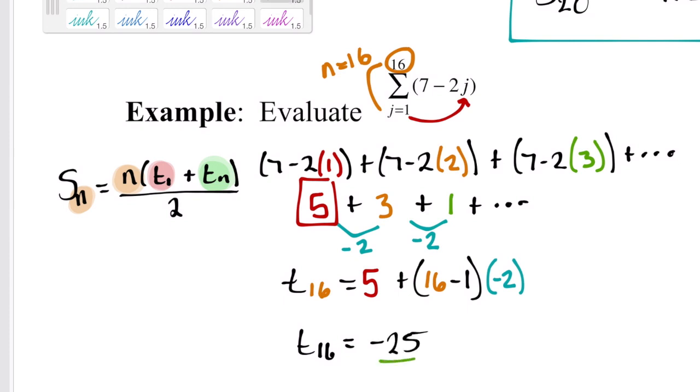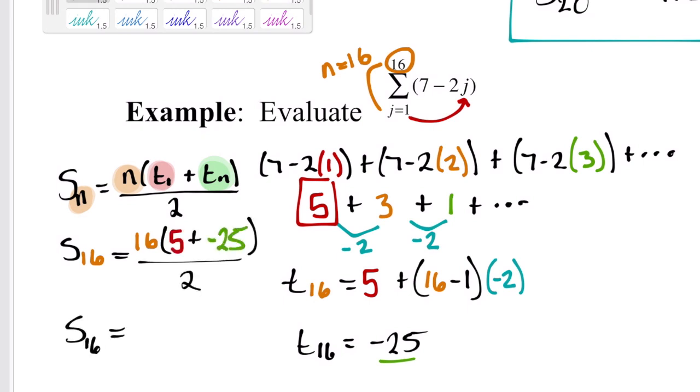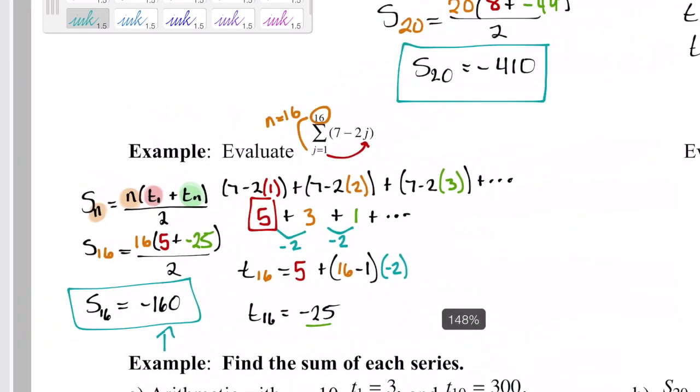So this is my last term, so I can plug everything in now that I have all that I need. So my sum of my 16 terms is going to be negative 160. And then we're ready for the next.